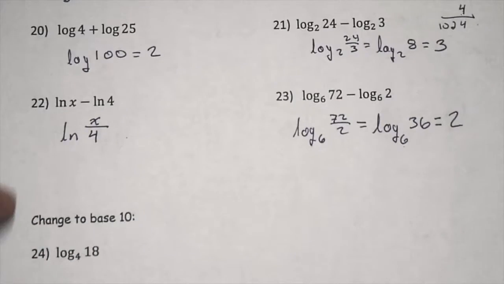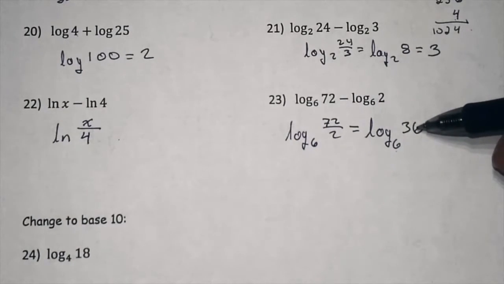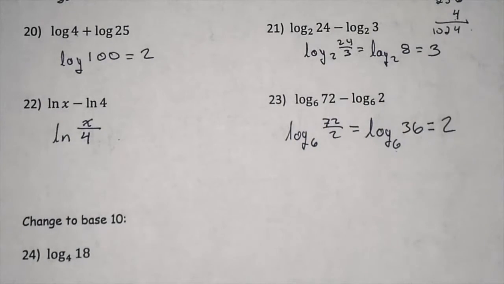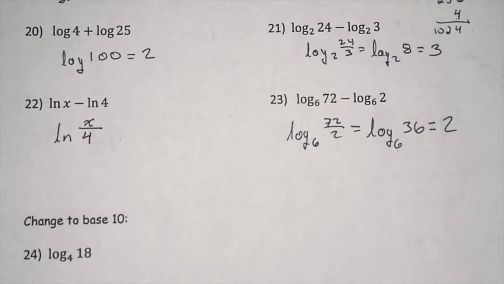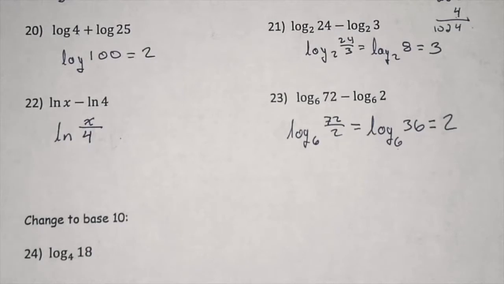How about if the number is not divisible? Like if it was 72 over 3, that's divisible, no decimals. But how about 72 divided by 7? That won't work. Just leave it. Don't get a decimal.